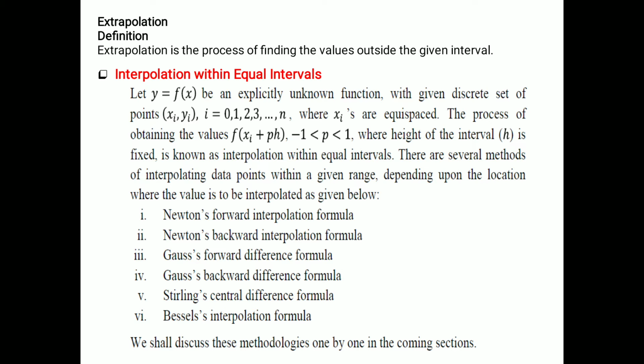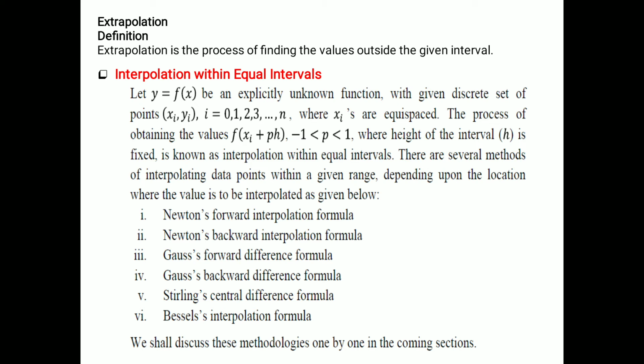Now, interpolation with equal intervals. Let y equal to f of x be an explicitly unknown function with a given discrete set of points xi, yi, where i runs from 0 to n, where the xi's are equispaced, meaning there is an equal interval between the values of x. The process of obtaining the value f of xi plus ph, where p lies between -1 to 1, where the height of the interval h is fixed, is known as interpolation within equal interval.